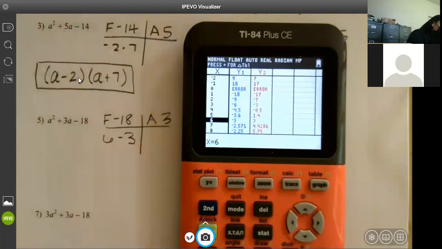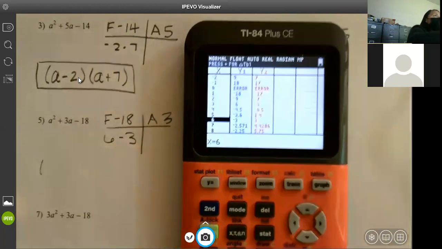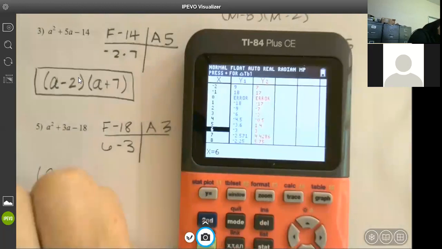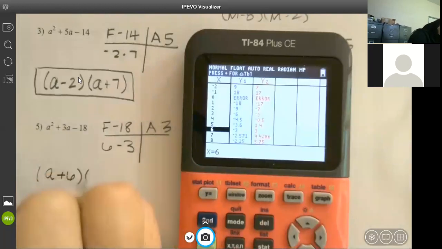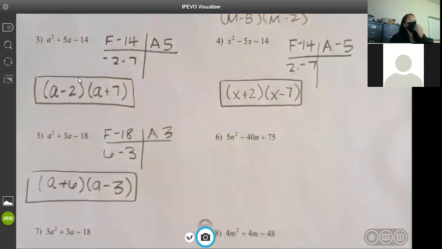What letter did we use? A. A and a +6, A and a -3. Everybody good? What's the difference in this one?